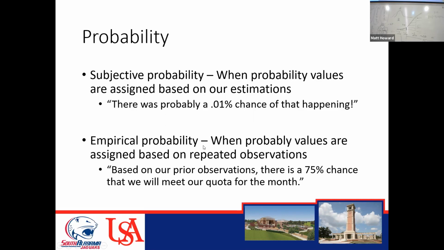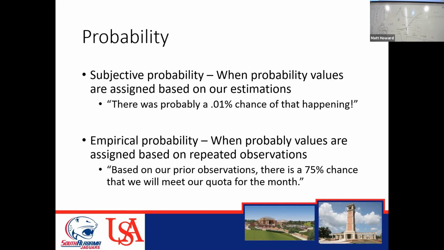On the other hand, empirical probability is when probability values are assigned based on repeated observations. So if anyone ever says, based on our prior observations, we might have a 75% chance of meeting our quota for the month, that's empirical probability. In the prior example where I gave Olympic medal finishes, that was empirical probability, because I could look at the whole history of the Olympics, everyone who's ever competed, and get probabilities from their finishes in the races.